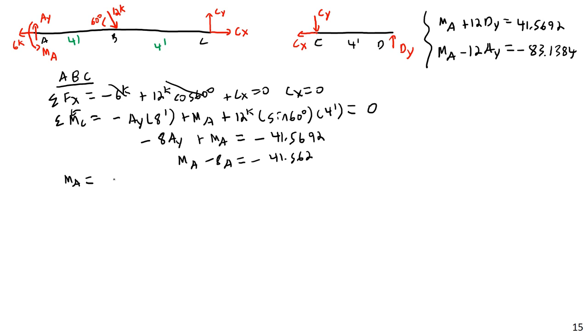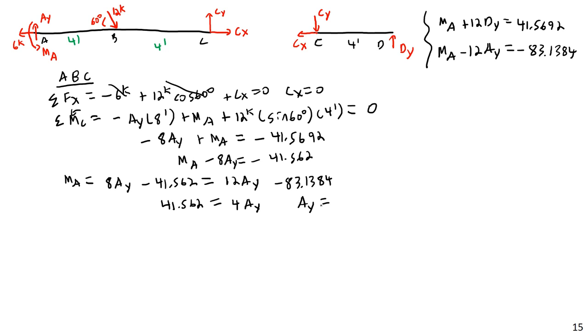Or I could also say that MA is equal to 8AY minus 41.5692, sorry about that. And if I combine it with this here, if I bring the 12AY over there, MA is also equal to 12AY minus 83.1384. So I will bring this over here and this over here. Basically, because these are exactly half of each other, I end up with 41.5692 equals 4AY. Then if I divide 41.5692 by 4, I get that AY is equal to 10.392 kips.